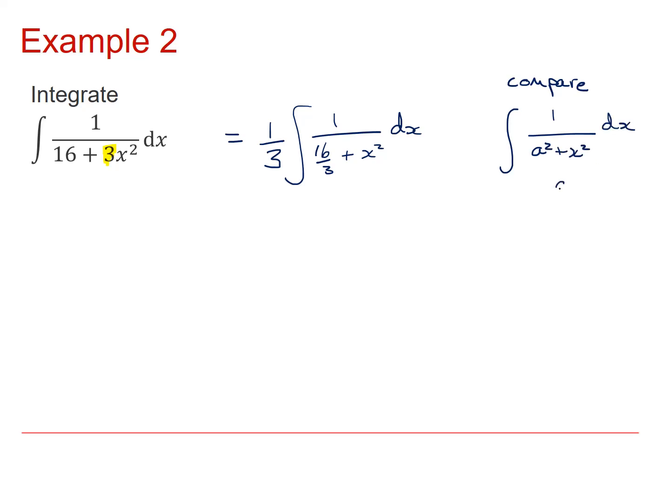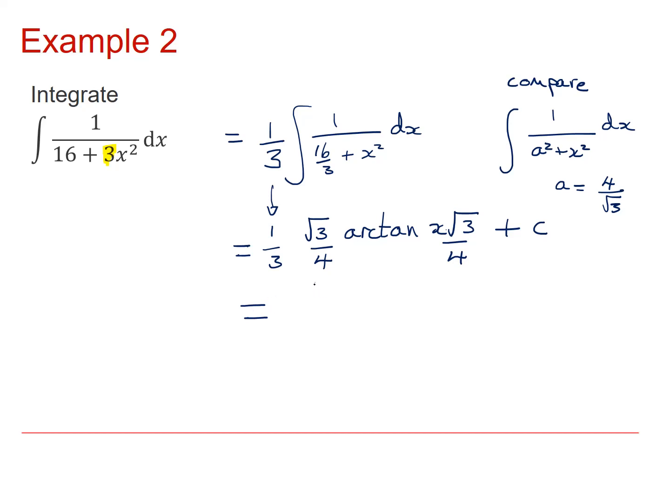I can see that if I use a value of 4 over root 3, that gives me that integral. So I can write down the result. I need the 1/3 copying through from here, and then I need 1 over a, which is root 3 over 4, times arctan of x over a, so that's x root 3 over 4, and that's plus a constant.